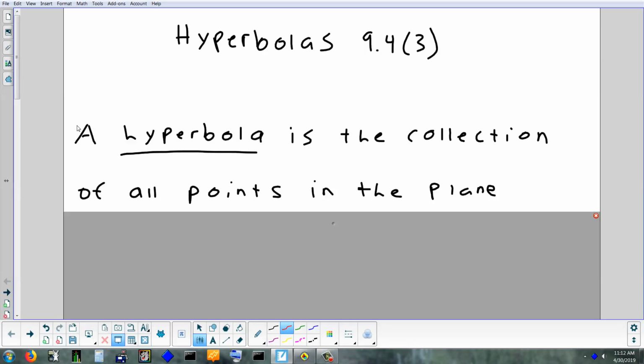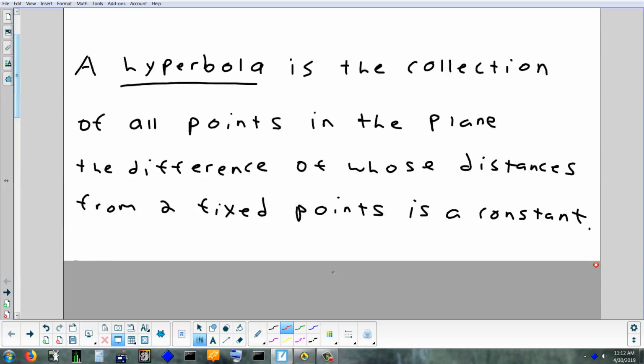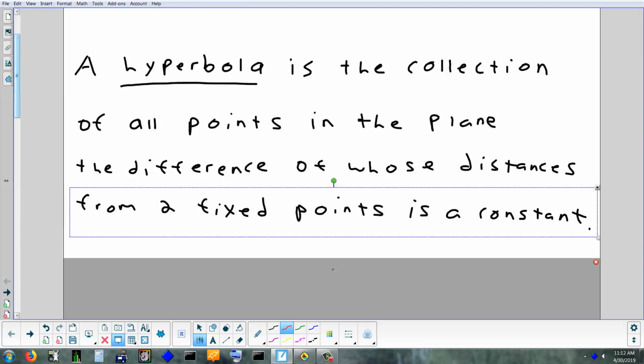For an ellipse, it was a collection of points in the plane such that if you measure the distance to two fixed points, it adds up to a constant. We change one word in that definition, and it's a hyperbola. We're still going to measure the distance to two fixed points, and that distance is still going to be a constant, but it's not going to be the sum of those two distances, it's the difference. Okay? So changing that one word in red from sum to difference changes the definition from an ellipse to a hyperbola.